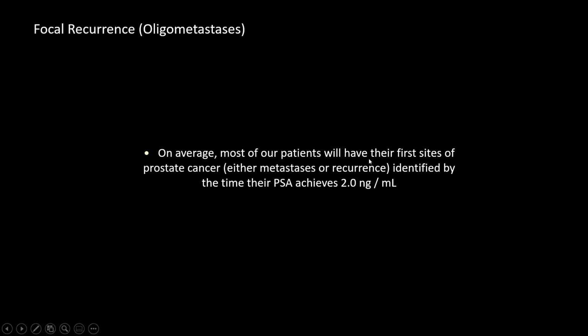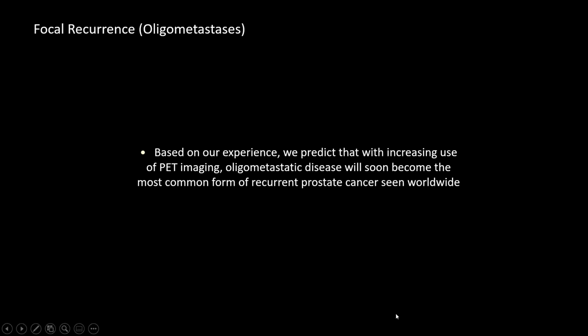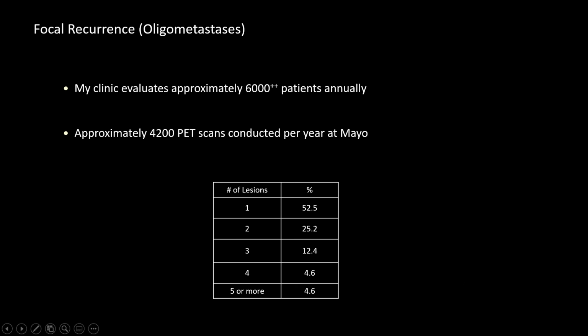On average, most of our patients will have their first sites of prostate cancer, either metastasis or recurrence, identified by the time their PSA achieves 2.0 nanograms per ml. 12% of our patients will actually have spots identified even when their PSA is undetectable, and we'll talk more about that later. Based on our experience, we predict that with increasing use of PET imaging, oligometastatic disease will soon become the most common form of recurrent prostate cancer seen worldwide.